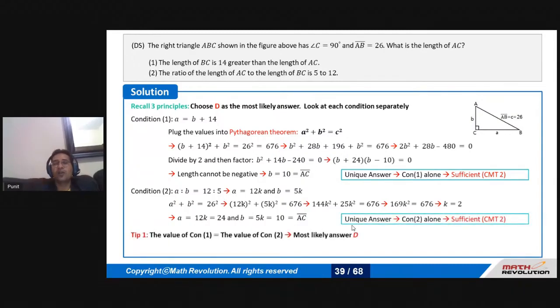So, remember, this is the tip. Condition number 1 gets you answer 10. Condition number 2 gets you answer 10. So your answer would be D. So anywhere in DS, if you get the same answer from both conditions, the answer goes as D.